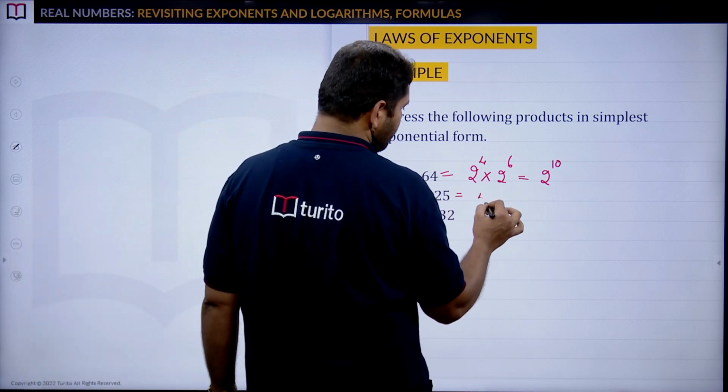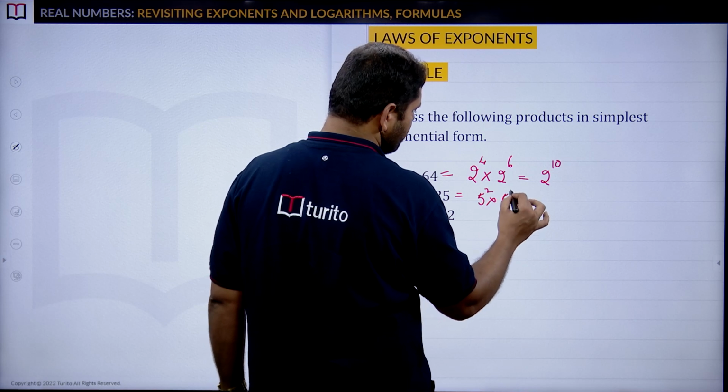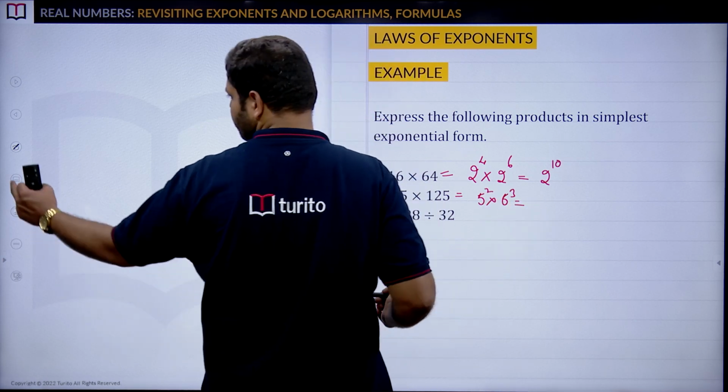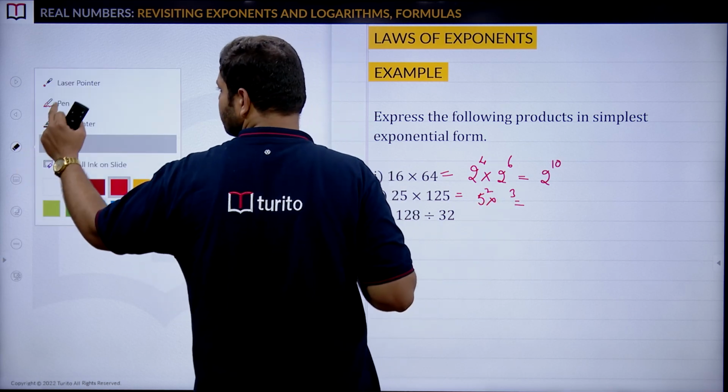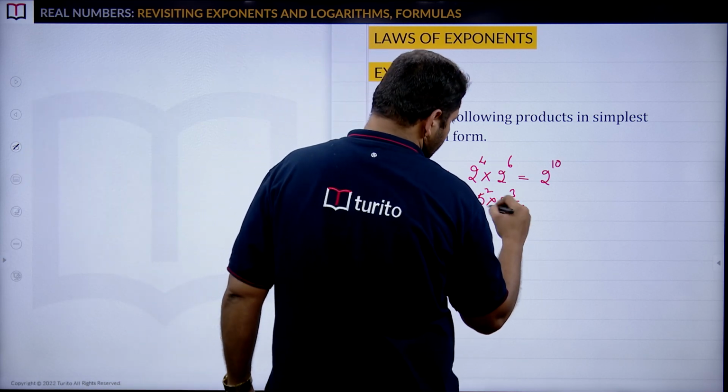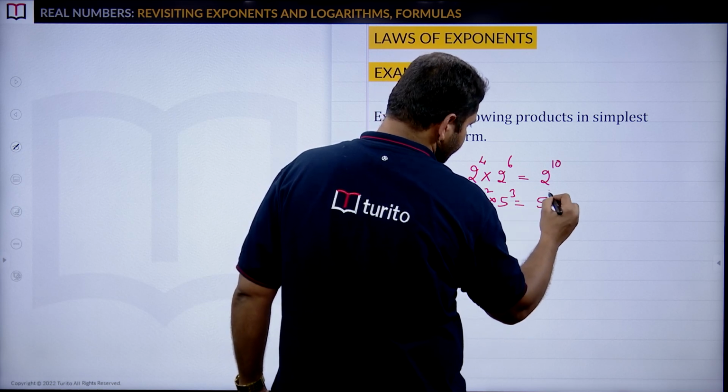So 25 we can write as 5 square, 125 we can write as 5 to the power of 3. So 5 power 2, 5 power 3. So we can say 5 to the power of 5.